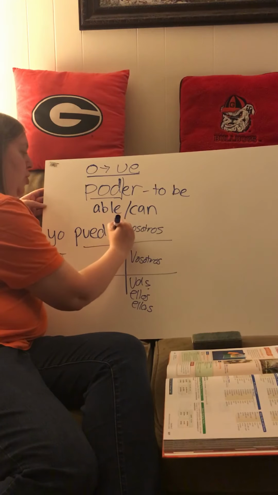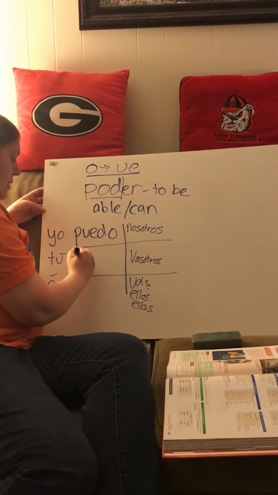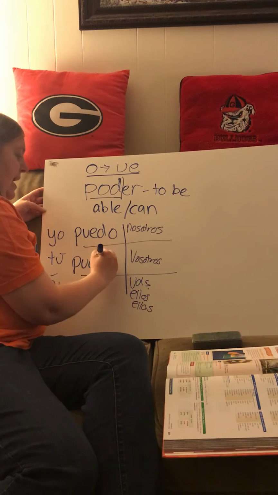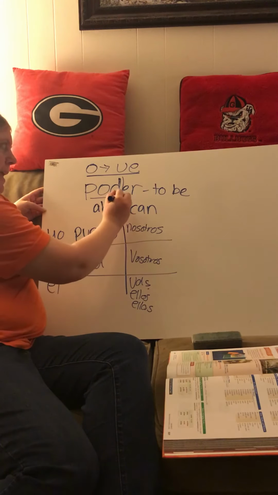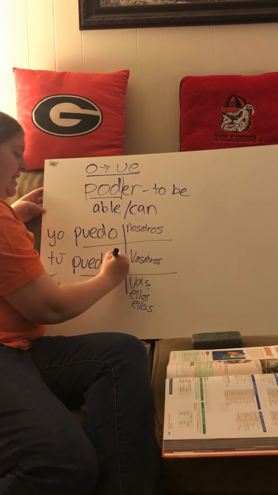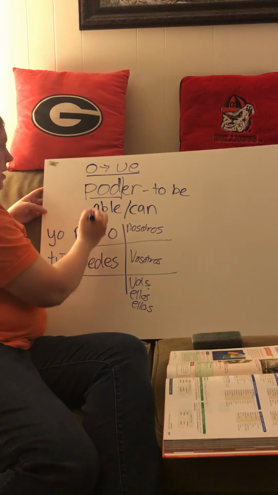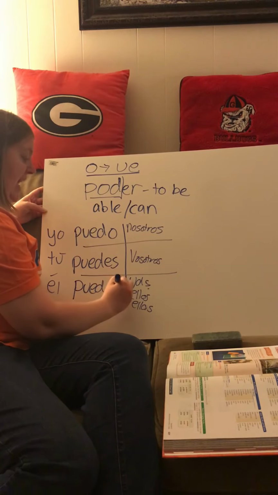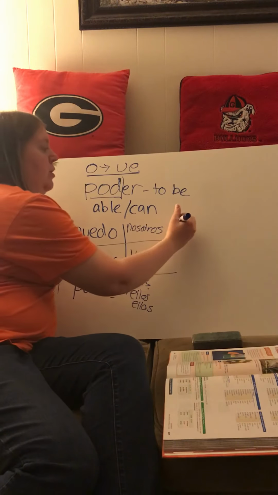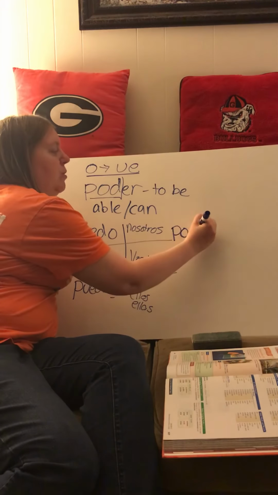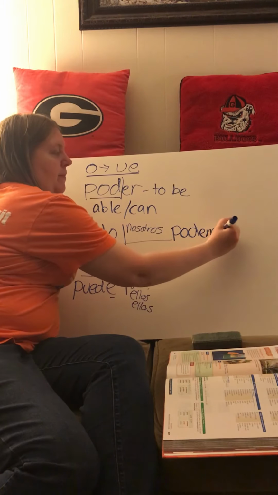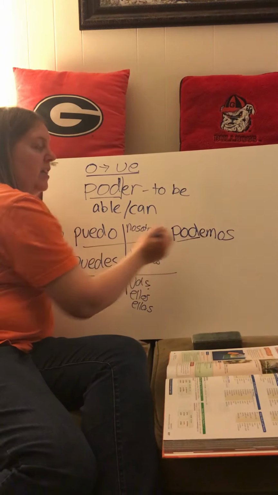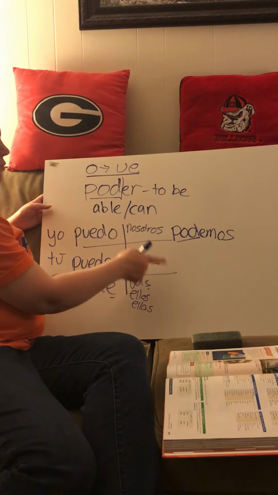Pued, O, remember O is for yo. Pued. Now, ER verb, so it's ES. Puede, okay. Nosotros is going to be podemos. Now, does not stem change because it's not one of the ones that does.